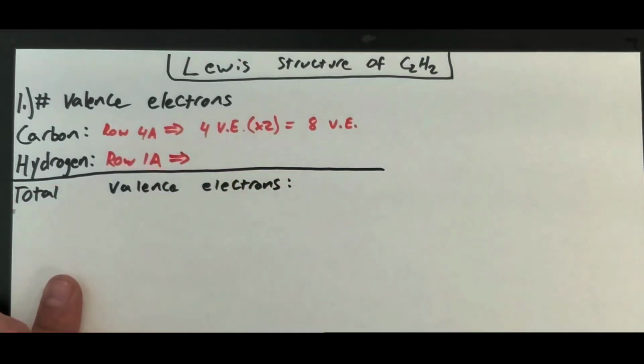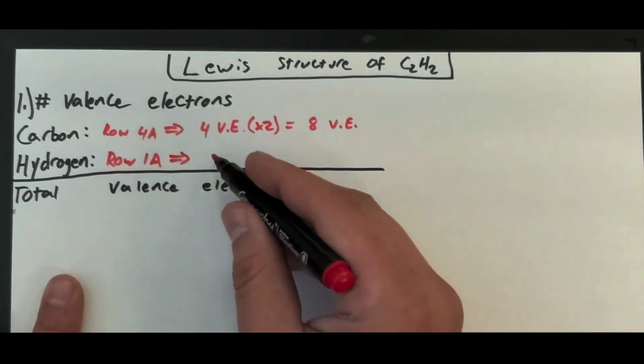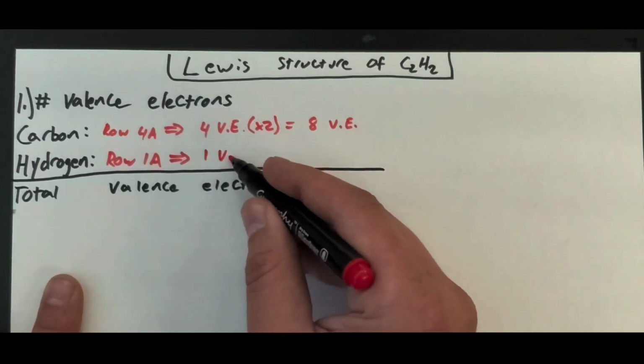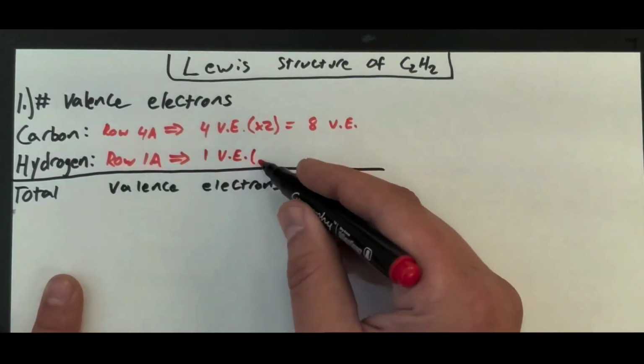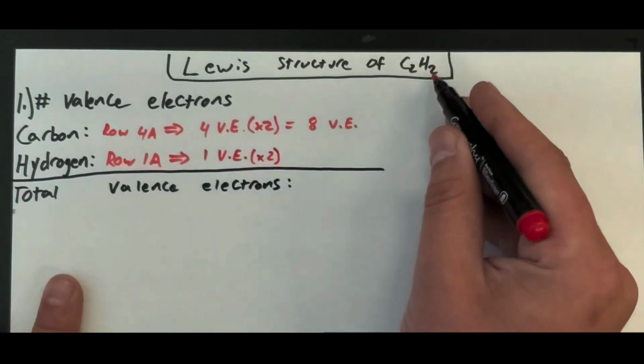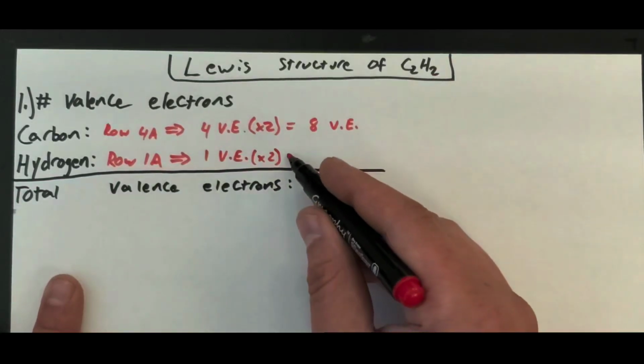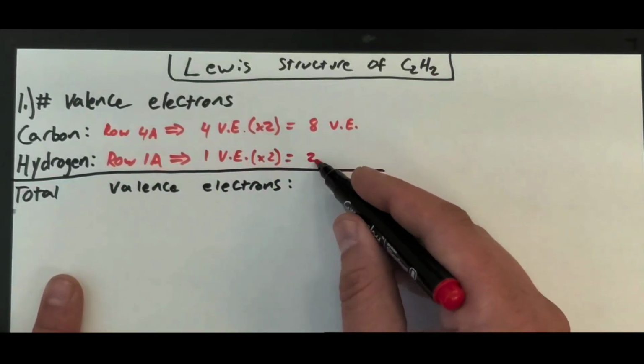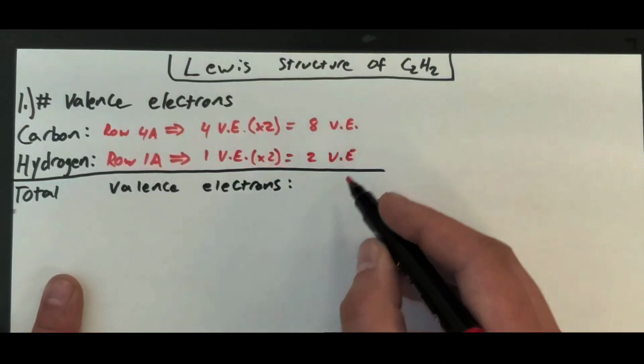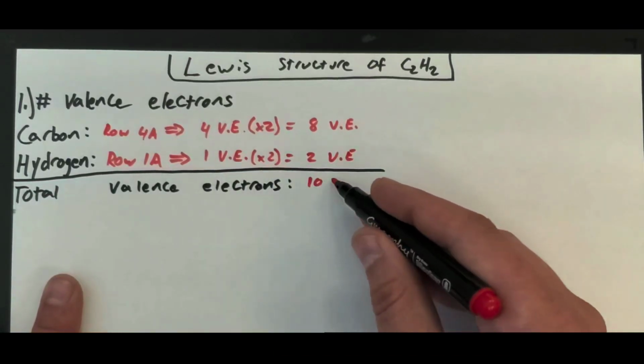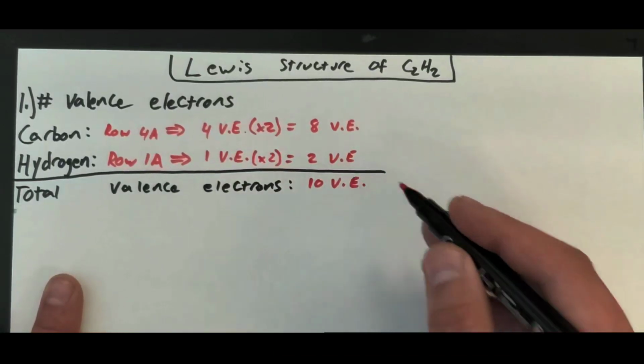Hydrogen is just in row 1 or 1A and contributes 1 valence electron. There's 2 hydrogens here in our chemical equation though, so that will give us 2 valence electrons from hydrogens for a total of 10 valence electrons.